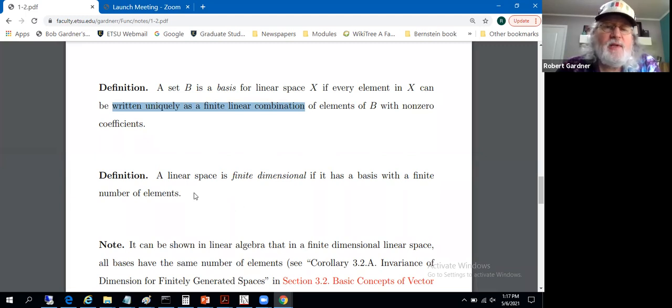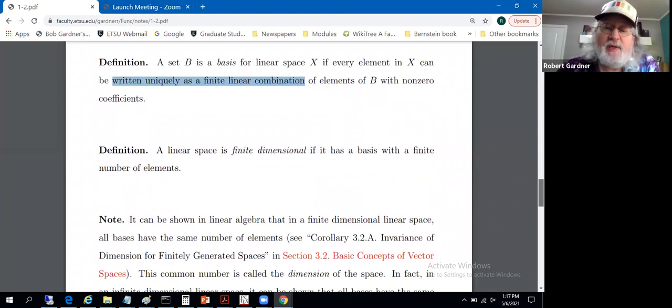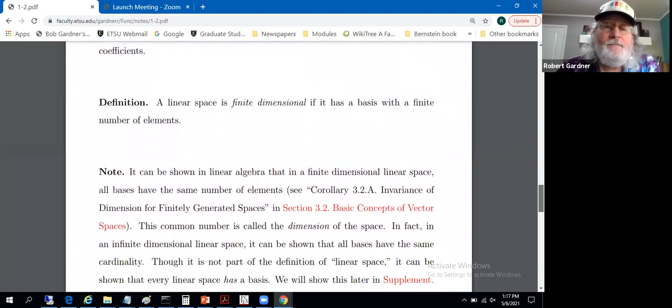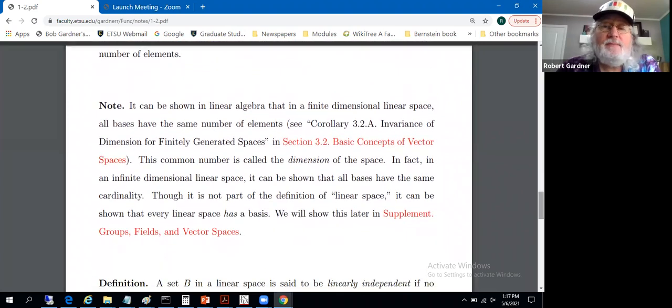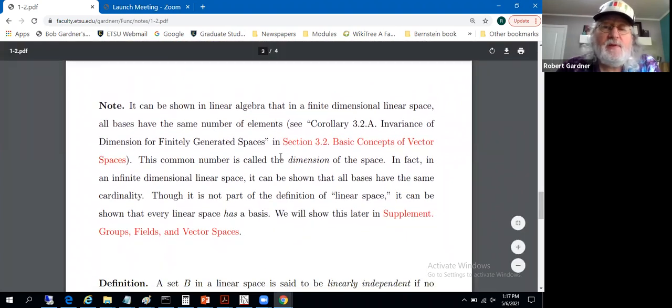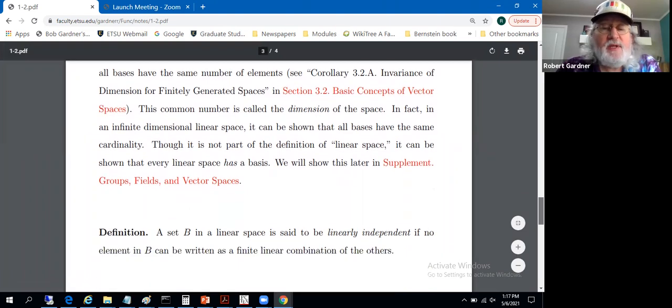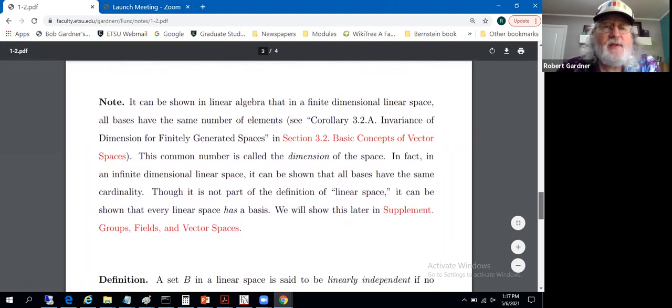One more quick little definition though. A linear space is finite dimensional if it has a basis with a finite number of elements. Otherwise, it's an infinite dimensional vector space. And those are the ones in here that we're really interested in. Now, about this idea of a basis, let's explore that a little bit more. I guess actually we'll deal with a linearly independent spanning set. Sorry, that looks like that's the next page.